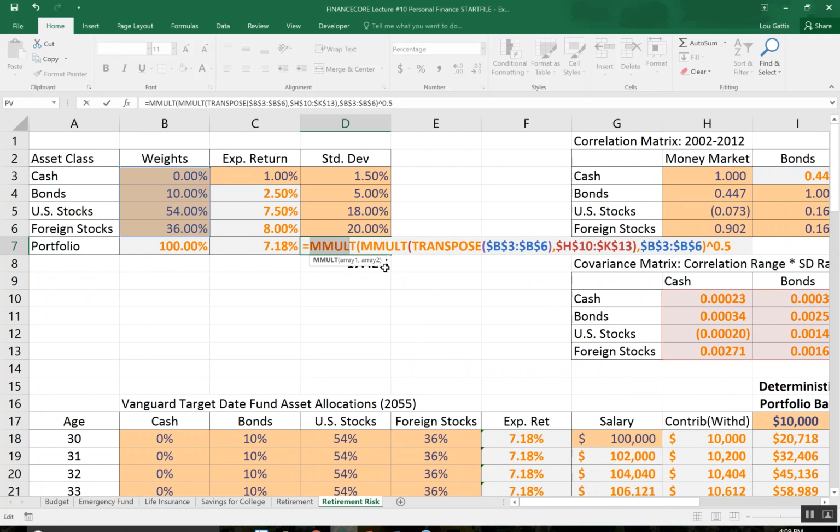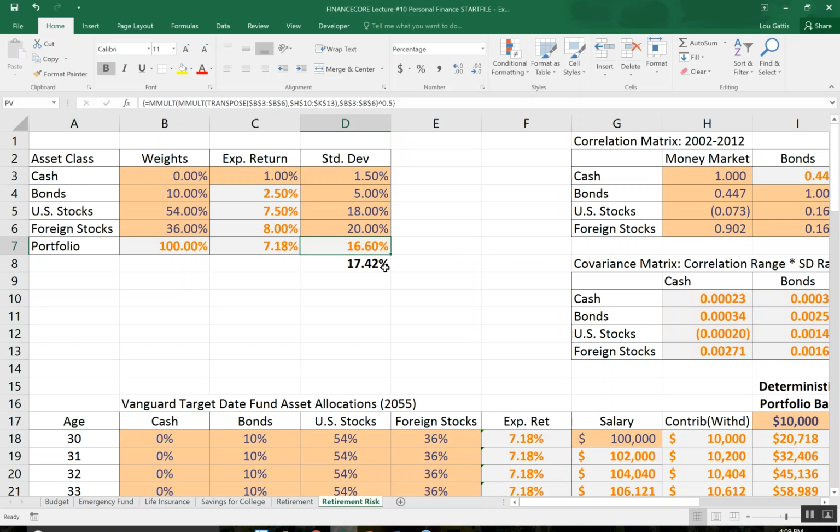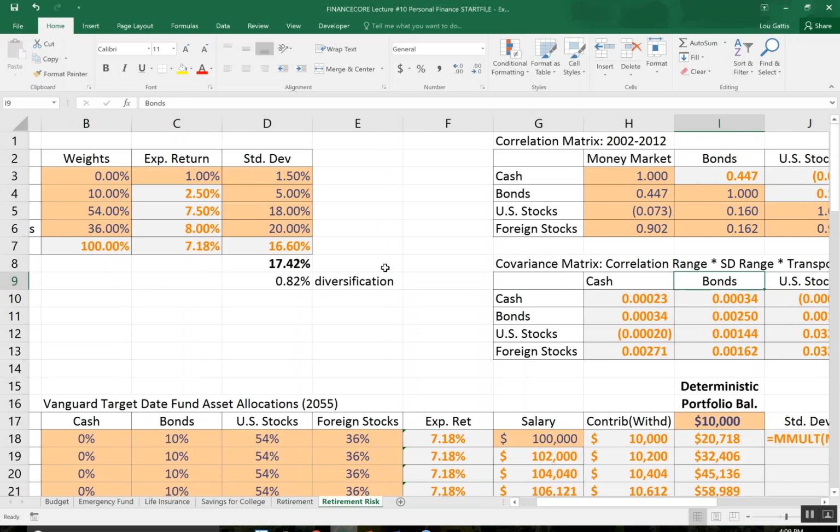How are we going to use this in Excel? It uses matrix multiplication. So I need to do a matrix multiplication of the weights and the covariance matrix and multiply times the weights again and take it to the 1/2 power. Now, since this is an Excel function that uses matrix multiplication, just like arrays, you have to enter it by hitting Control, Shift, Enter. And there's my standard deviation of this portfolio, 16.66. Notice that 16.66 is 0.82% below the weighted average. This is the diversification benefit by adding these assets together, which are not perfectly correlated.